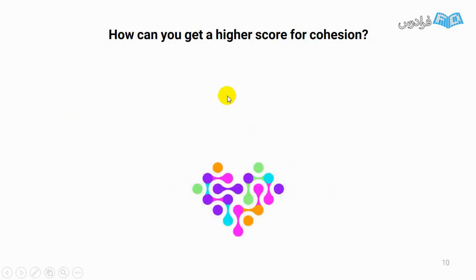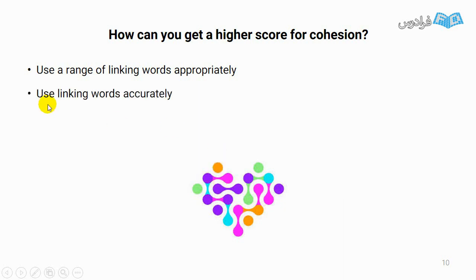How can you get a higher score for cohesion? Use a range of linking words appropriately. Look at these circles. Imagine each circle is a sentence. Look, some of them are connected to each other. These lines are linkers, or linking words. Use linking words accurately and don't overuse them. Look at this picture. Not all of the units are connected to each other because it's not necessary.